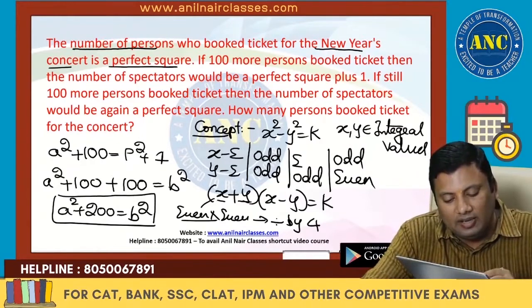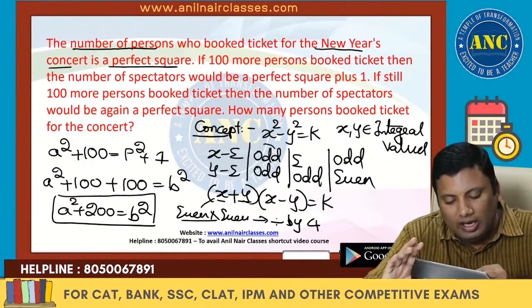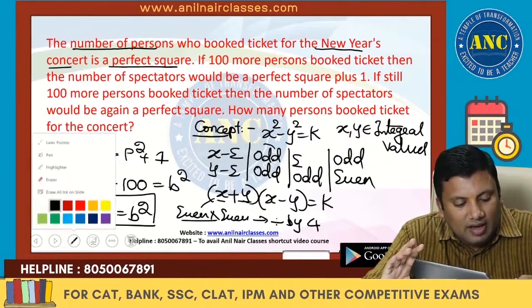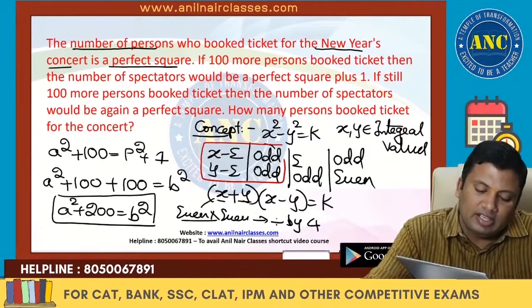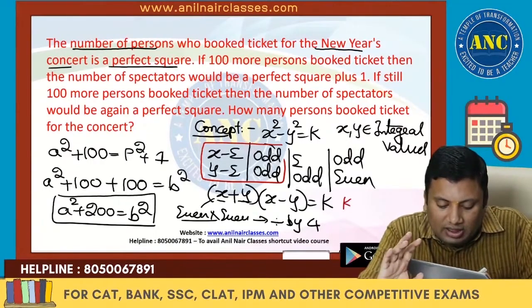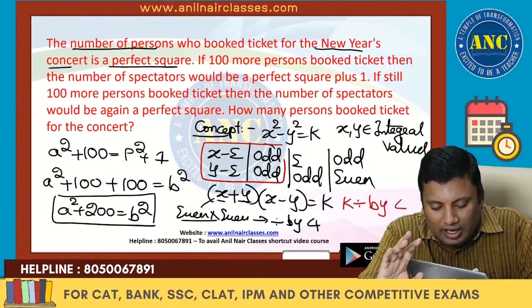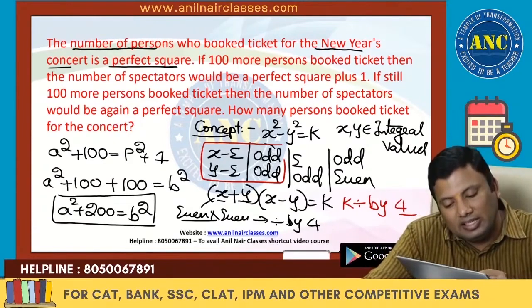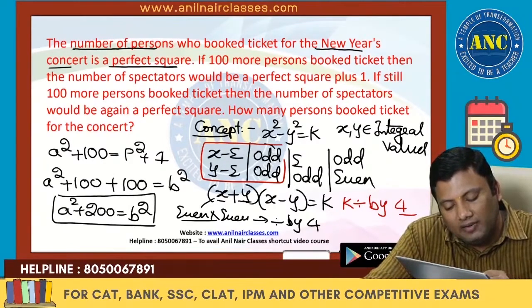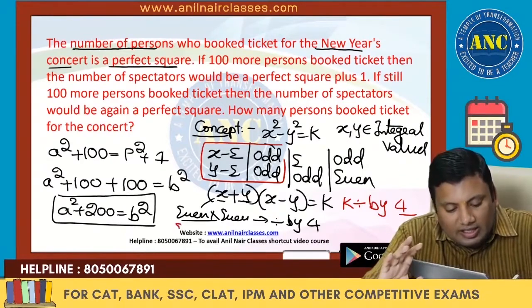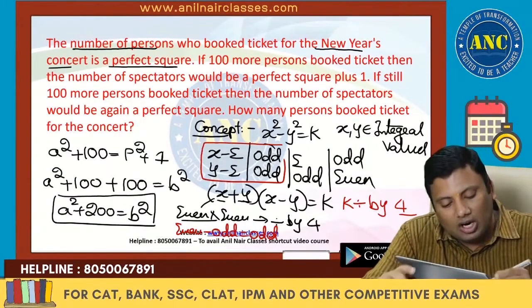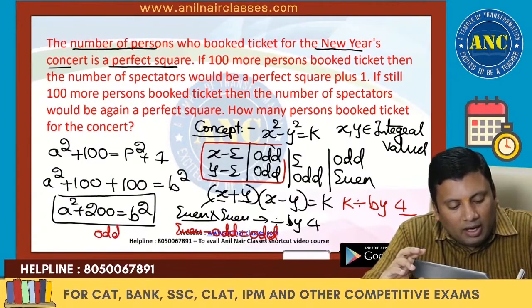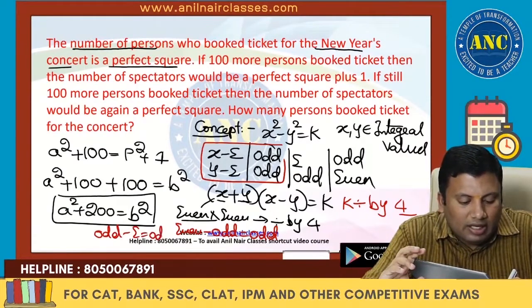Odd plus odd is even, odd minus odd is also even. That means in the first two cases, if x is even and y is even, or x is odd and y is odd, k is divisible by 4. If x is even and y is odd, even square minus odd square, even minus odd is odd. If x is odd and y is even, odd square minus even square, these are nothing but an odd number.